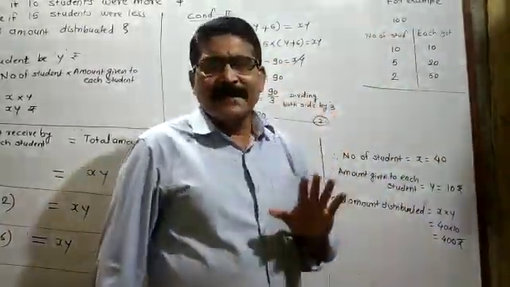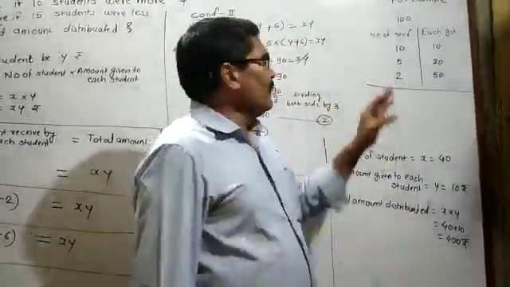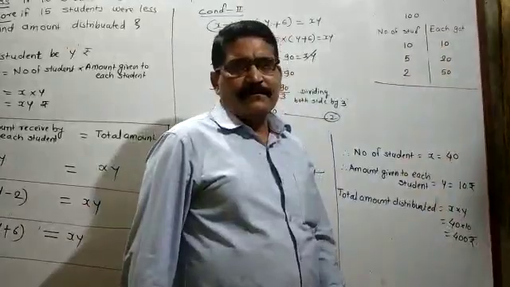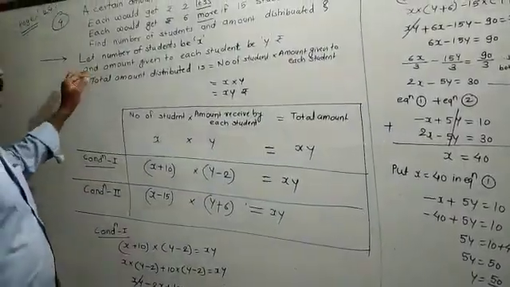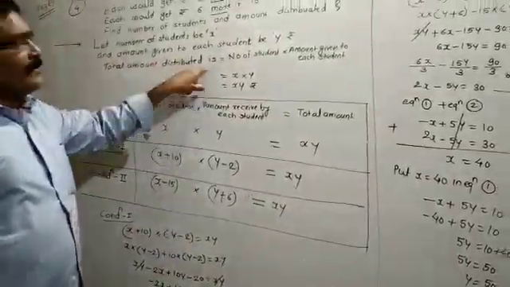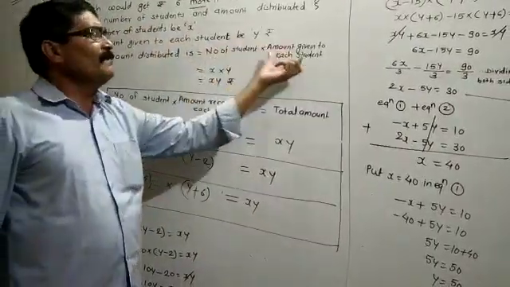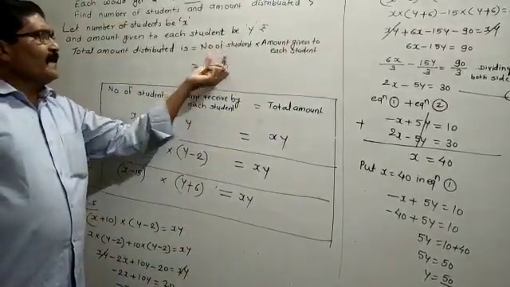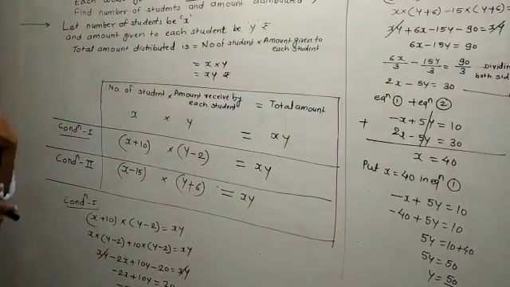Means if the number of students increases, the amount each will get is less. If the number of students decreases, each will get more amount. This is inverse proportion. In the same manner, I considered the number of students be x, the amount given to each student be y, and the total amount distributed is equal to the number of students multiplied by the amount given to each student. The number of students is x, the amount given to each student is y, and that amount will be xy. Then I prepared one chart.